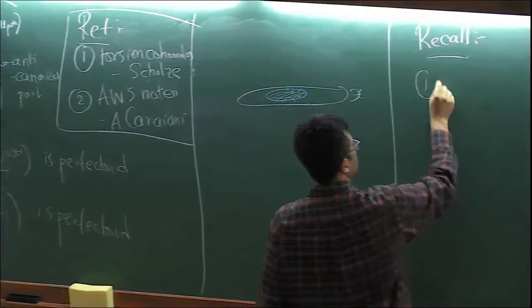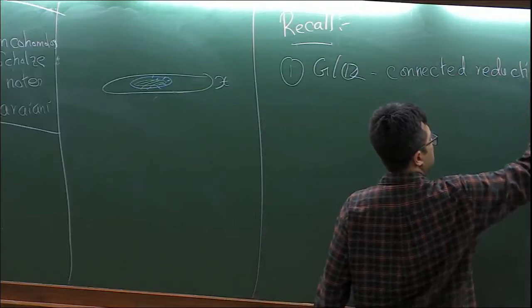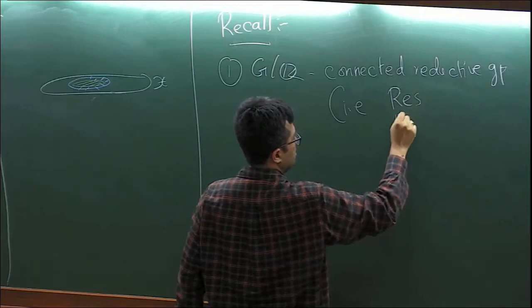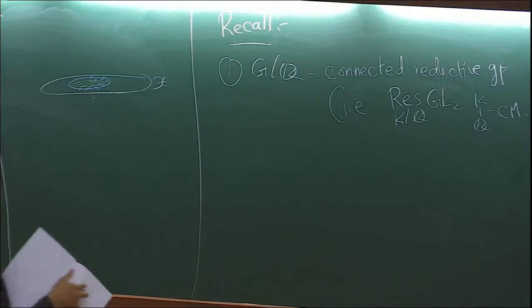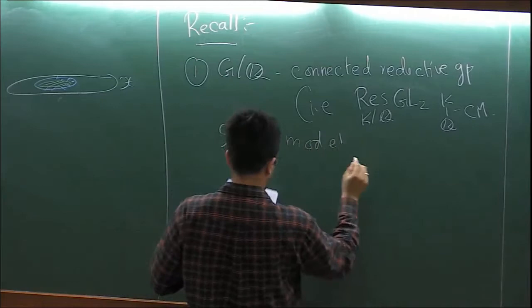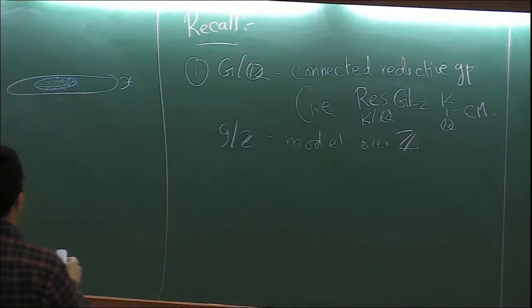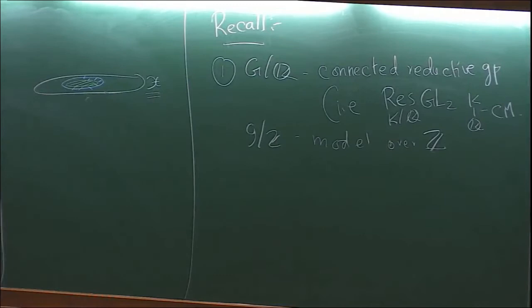So G over Q, a connected reductive group. For us it is the restriction of scalars from K over Q of GL2, K over Q CM. So this is our group. And let's take this G over Z model of this over Z. So I'm just looking to define this object, and where we can define this ordinary part and a little more part of that, a certain neighborhood of that. And this is a group scheme of finite type.